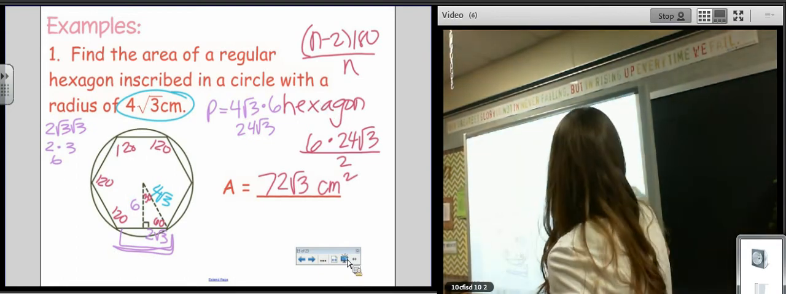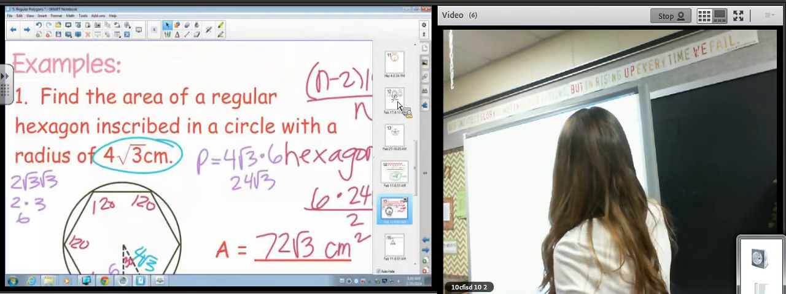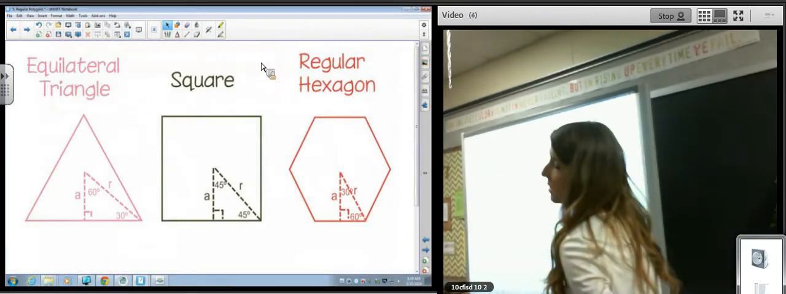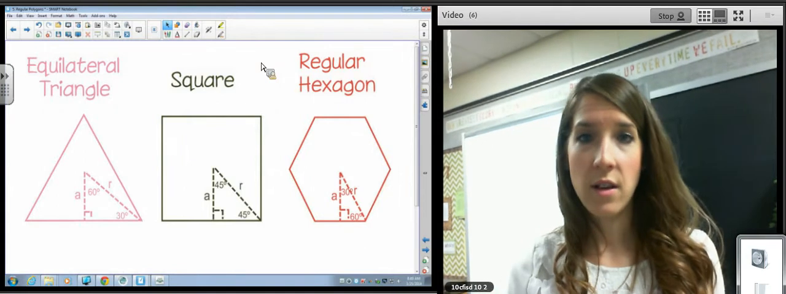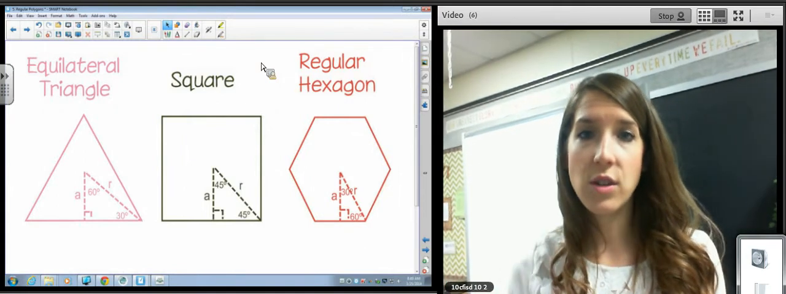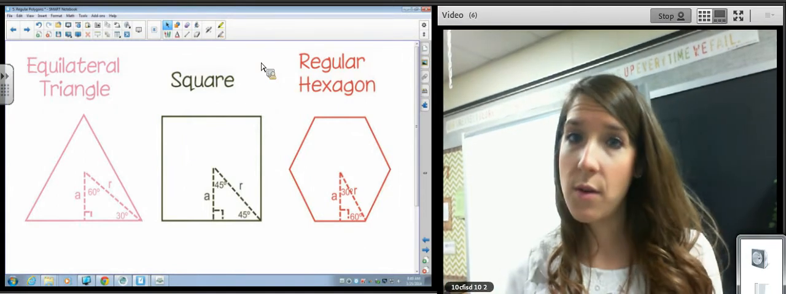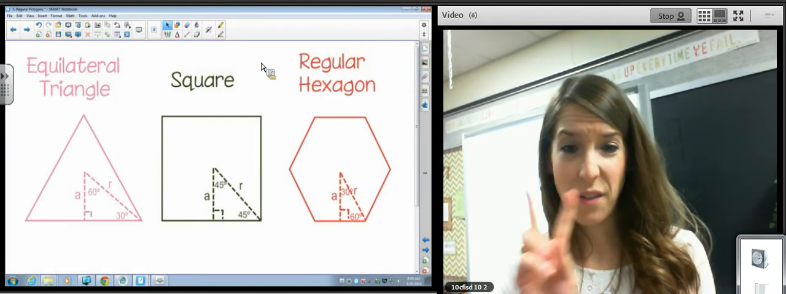I said something about how that was a special case. Well, there are 3 special cases where you don't have to use trig. These are the 3 times that you do not have to use trig. The rest of the ones you're going to have to use trig, unless I give you 2 of the sides.